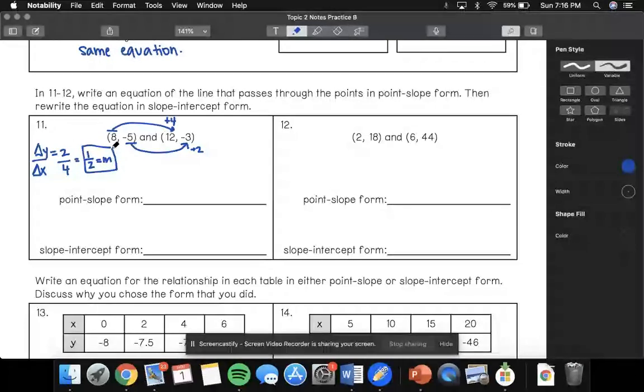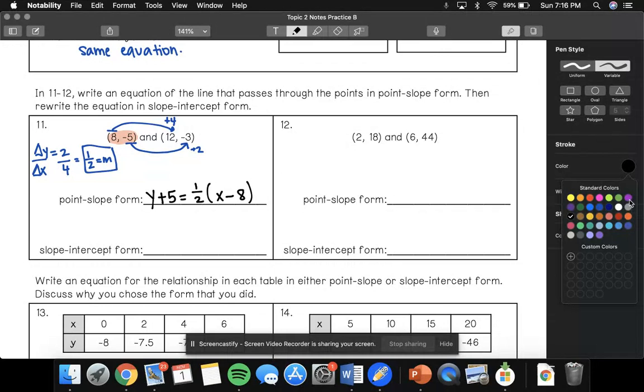Now I'm about halfway there. I have to pick one of these 2 points, just like we just talked about. It doesn't matter which one you pick. I always look for an easier one. These are both pretty similar; they both have a negative, so I'm just going to go with the smaller number. I'm going to write this in point slope form: y minus y1, so minus -5 becomes plus 5, equals 1/2 times x minus x1. So that is in point slope form.